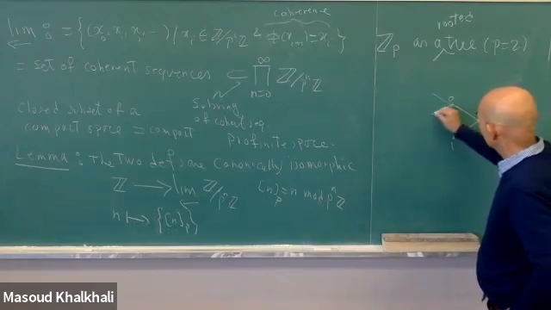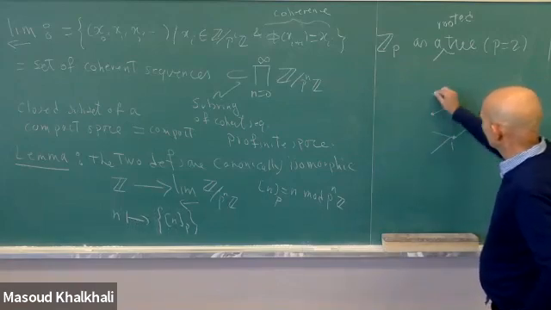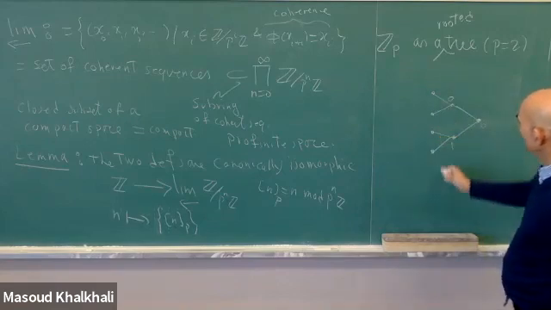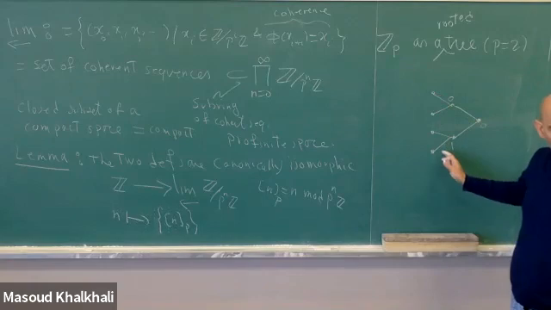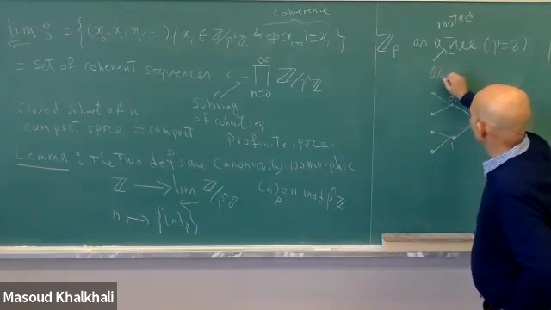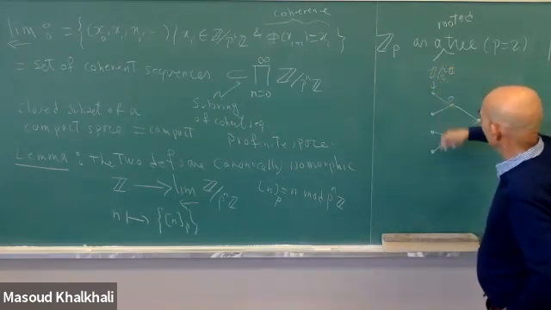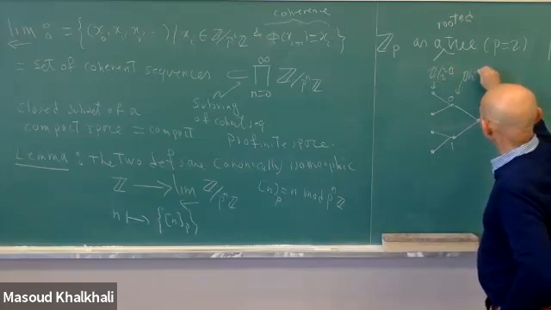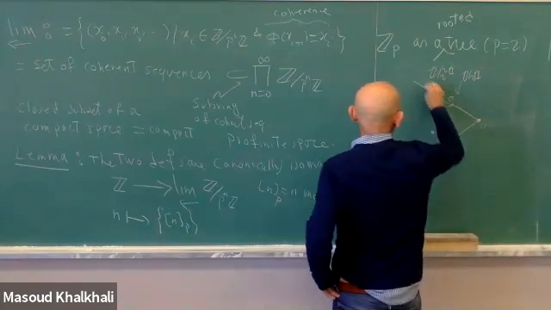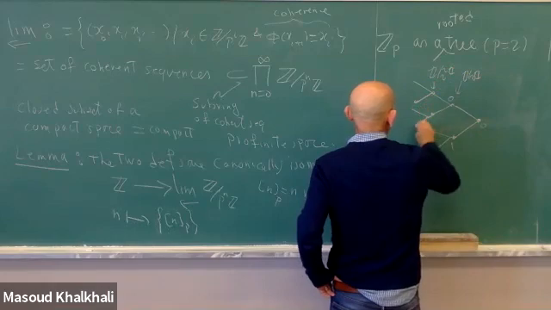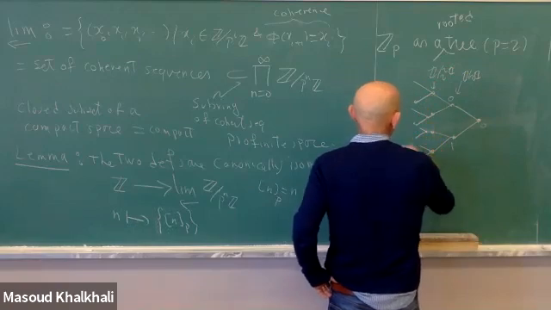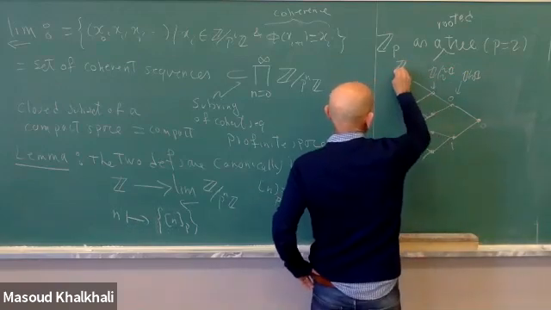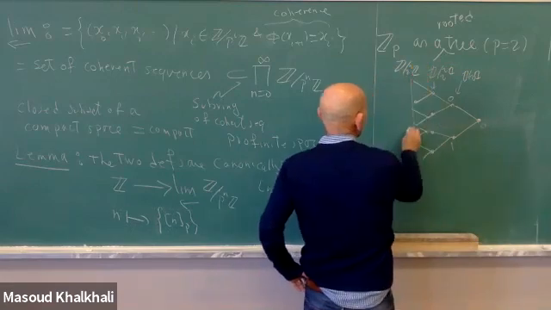And then each of them goes to two vertices. So at this level, you have 4. These 4 points correspond to Z over 2^2 Z. These are the vertices corresponding to this. And the previous level corresponds to Z over 2Z. And next stage, we get 8 points. This is Z over 2^3 Z, and so on.